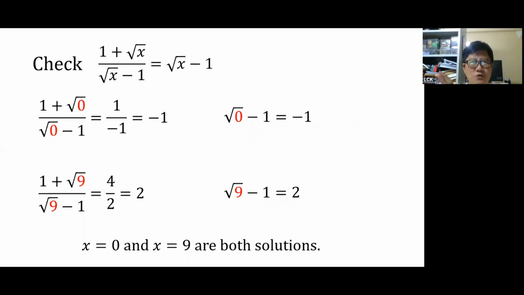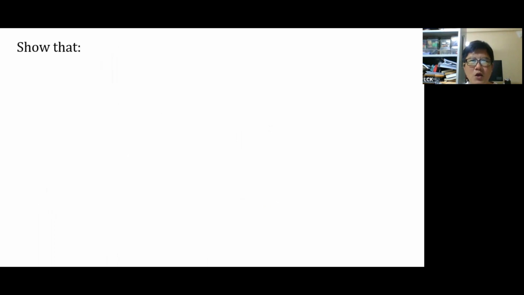So you cannot reject 0 because it works out. You cannot reject 9 because it works out also. So 0 and 9 are both solutions. None of them are rejected.